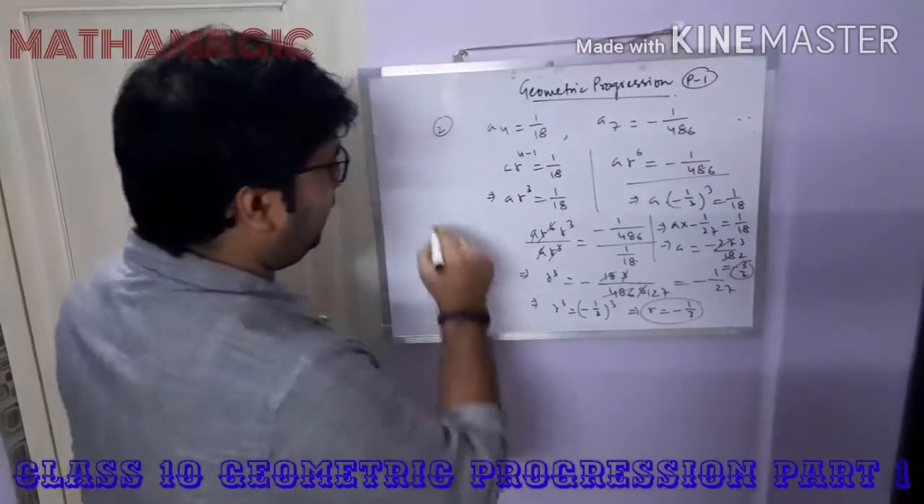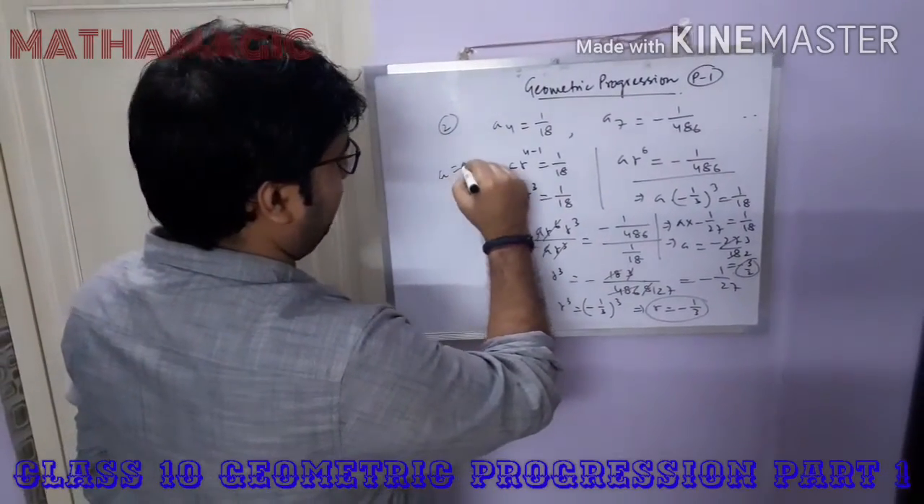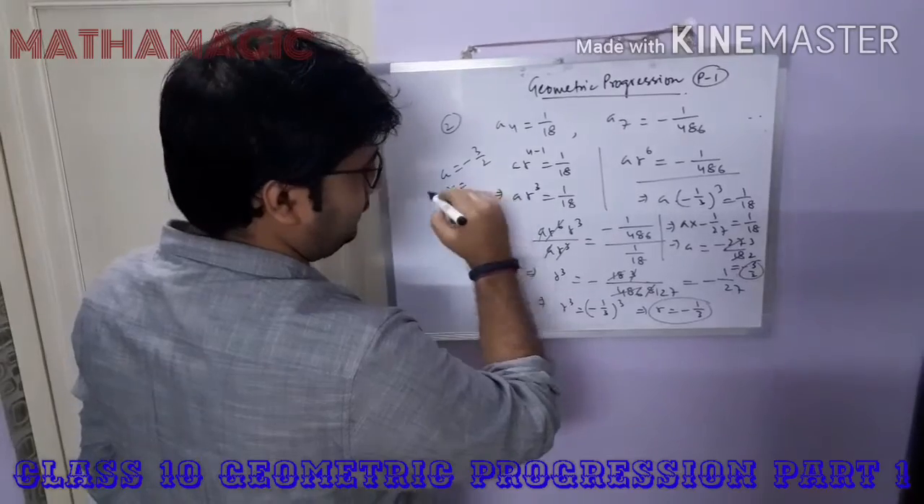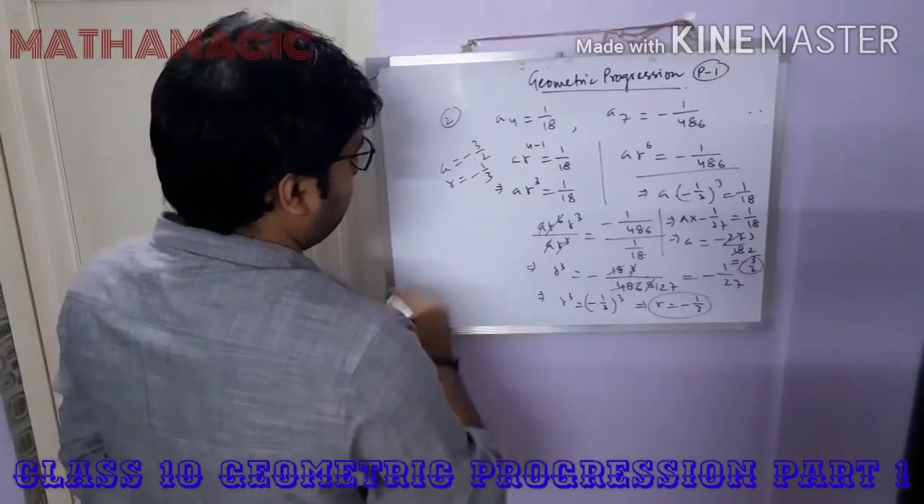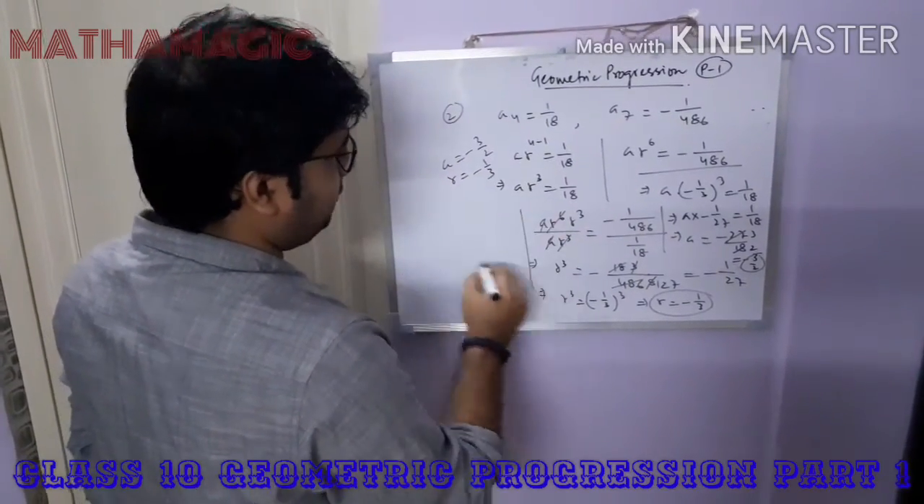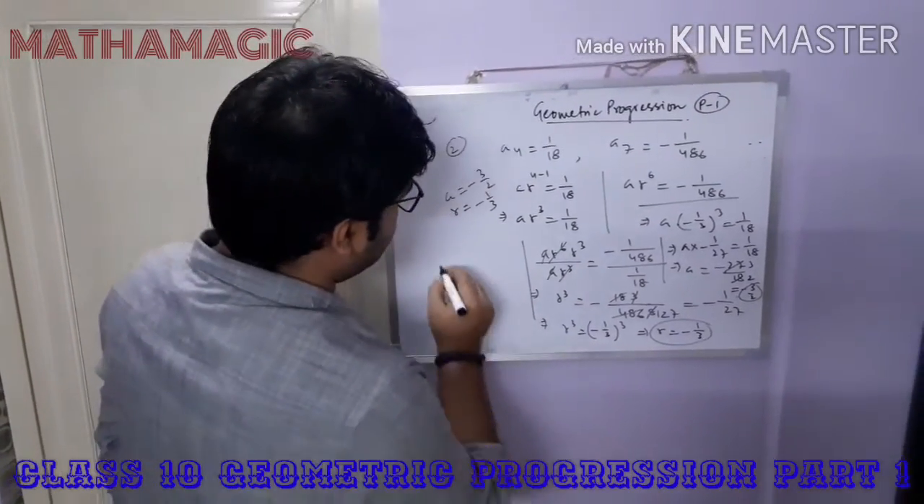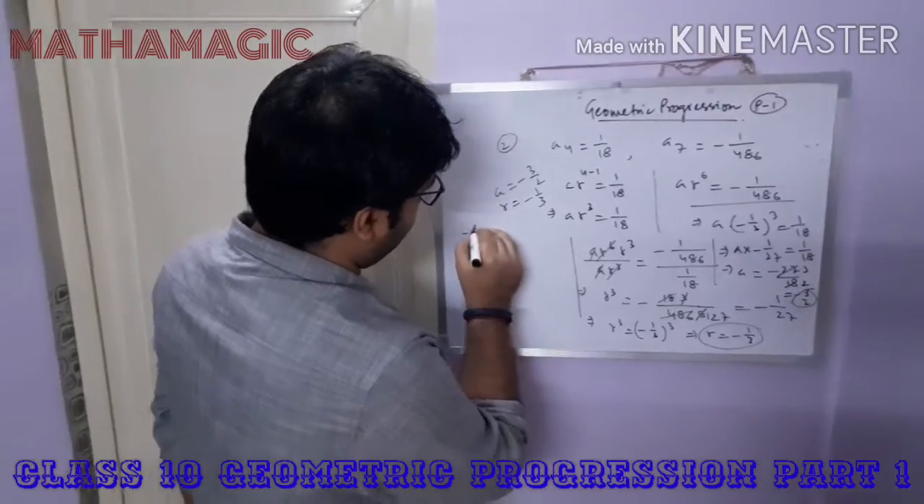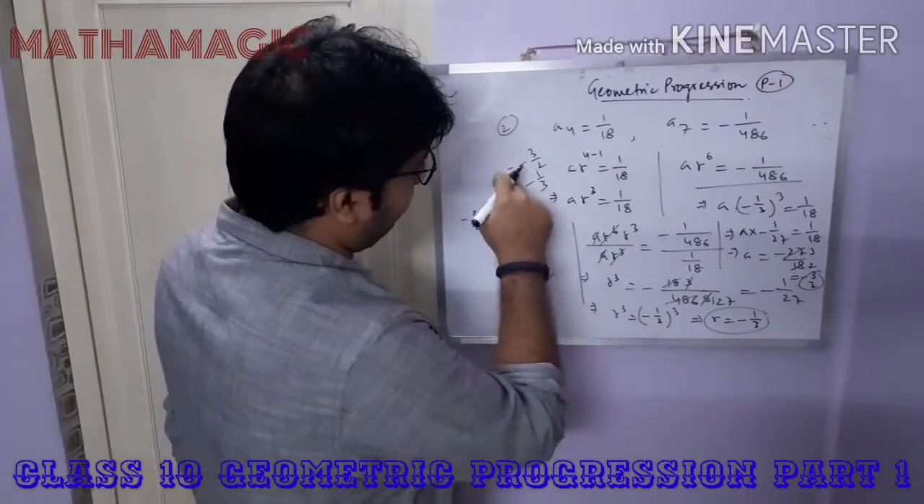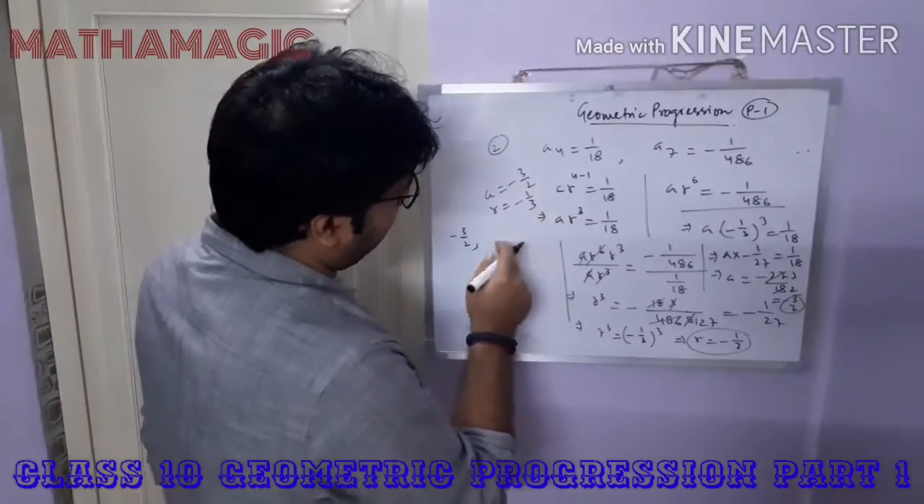So the value of a, whatever we are getting, is minus 3 by 2, and r is equal to minus 1 by 3. We have to find the GP series. The question asks for finding the GP series. So how to find that? Just put the value of a first, then we have the second term as ar.